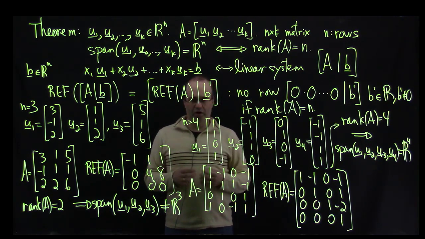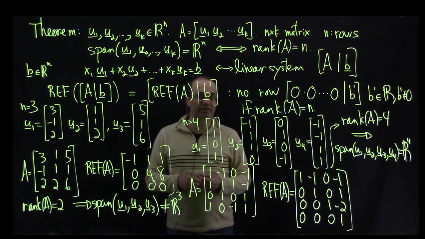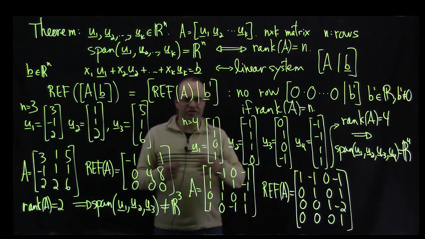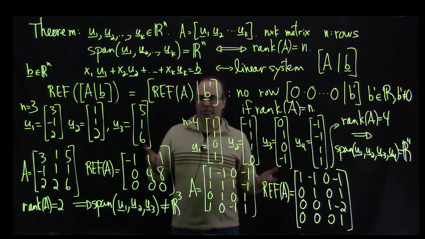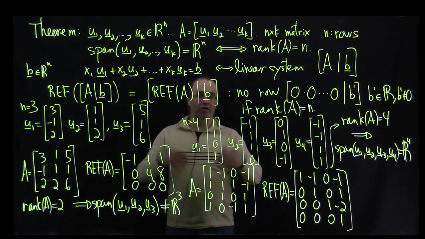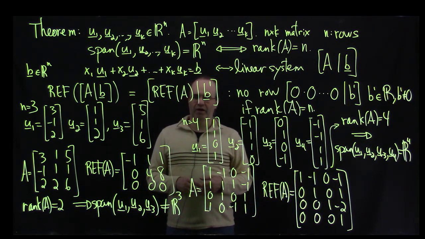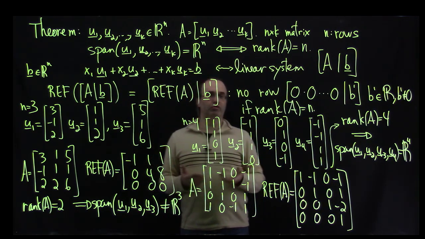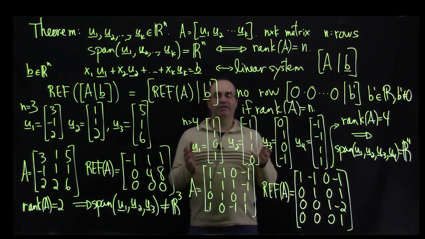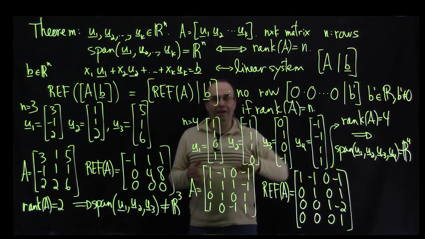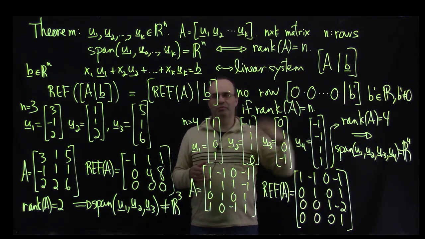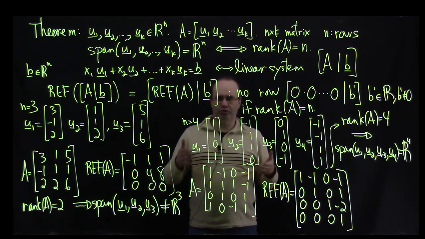So if you look in R3, in three-dimensional space, the span could be just a line, or it could be a two-dimensional plane, or it could actually be all of R3. This will happen, for instance, if you start with two vectors that are not parallel, their span will be a two-dimensional plane. And then if you take a third vector which is not on that plane, the span will be bigger than a two-dimensional plane. So it must be all of R3.